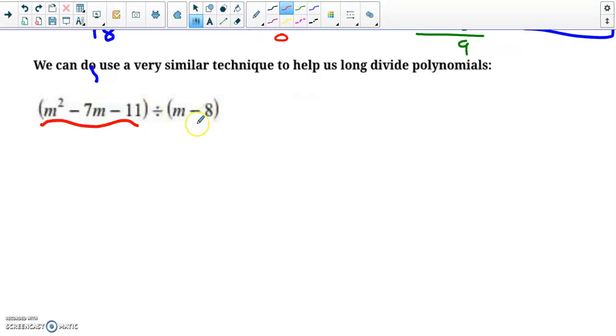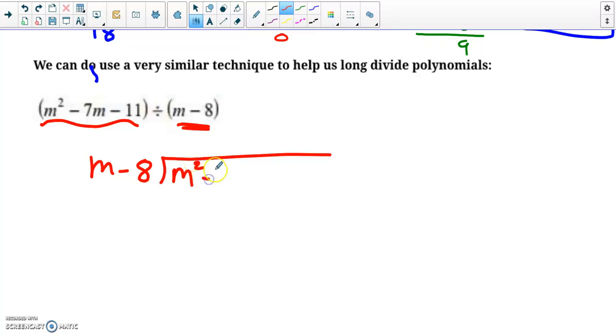We want to divide this polynomial by this one. We're going to write the thing we're dividing by on the outside. We're going to write our division side. We're going to write the thing that is being divided on the inside here.